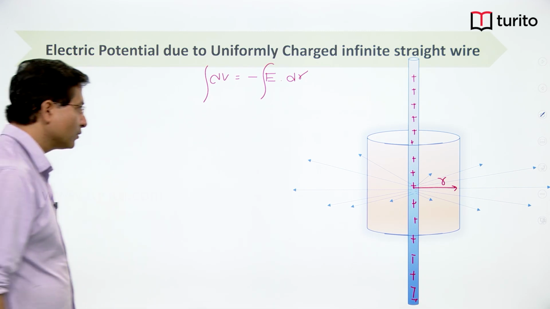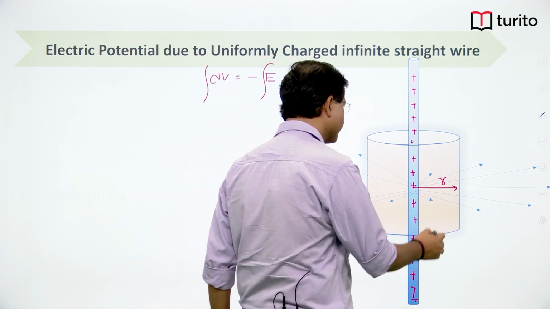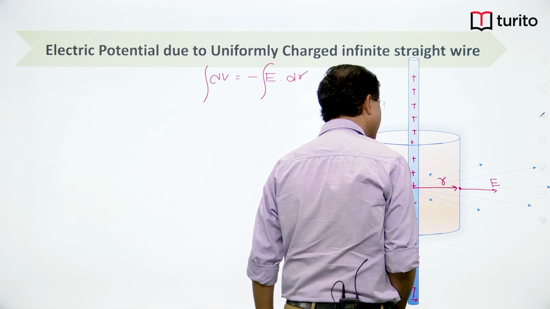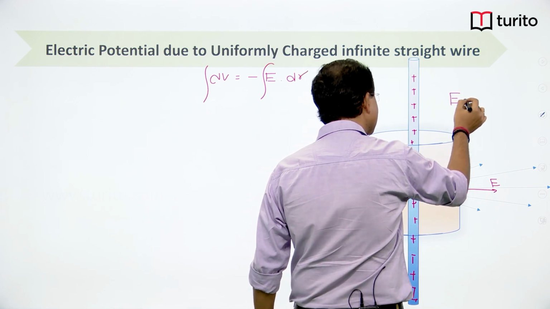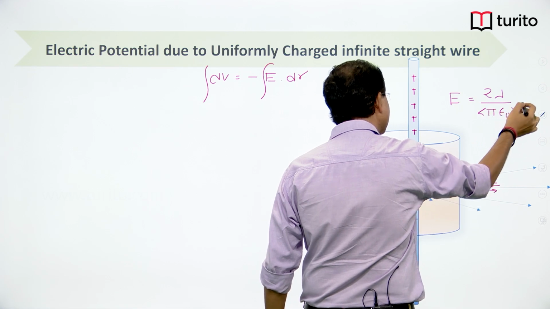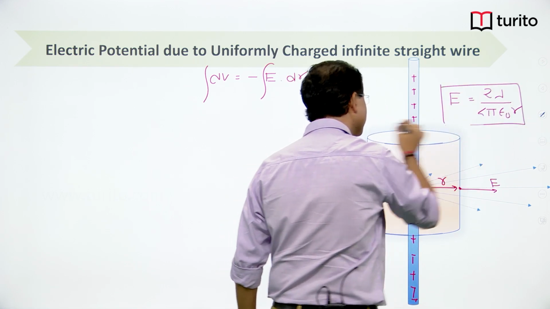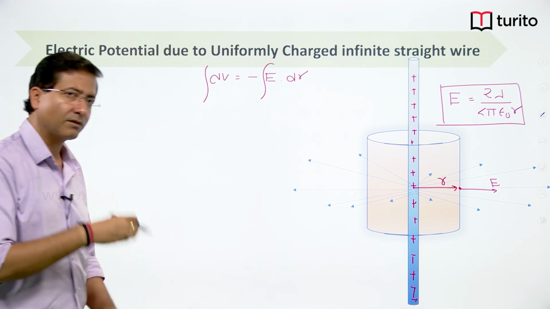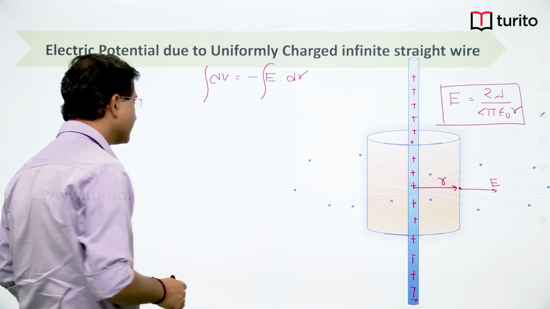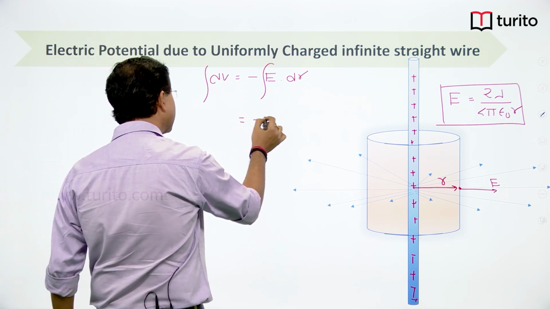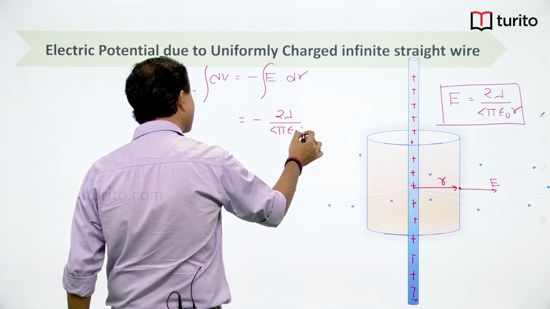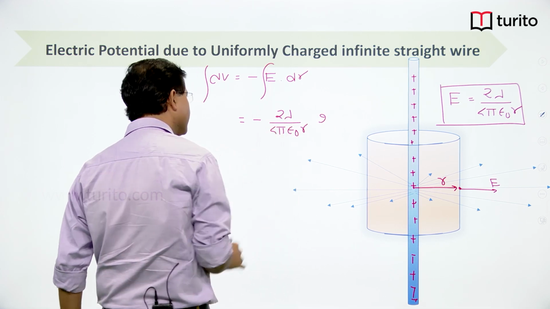The field due to an infinite straight wire at this particular point will be in this direction, and the value of the field is 2 lambda upon 4 pi epsilon naught r. This result we have already derived for an infinite straight wire at distance r. So using that result I can write 2 lambda upon 4 pi epsilon naught r dr.